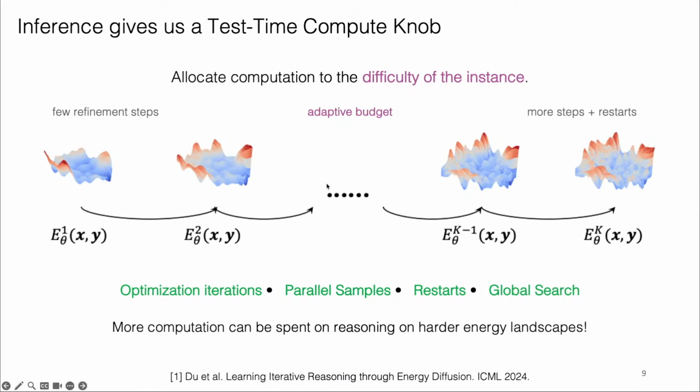And the final thing is this type of interpretation of using some type of optimization on this energy function to implement reasoning gives you a bunch of different ways to scale up your inference time compute. So you can imagine running more steps of optimization. You could use different types of optimization algorithms. You could have a number of different parallel samples that you use to run optimization. You could do different types of restarts. You could also do some type of global search. So there's a number of different ways of implementing reasoning under this interpretation that reasoning is optimizing some type of energy function.